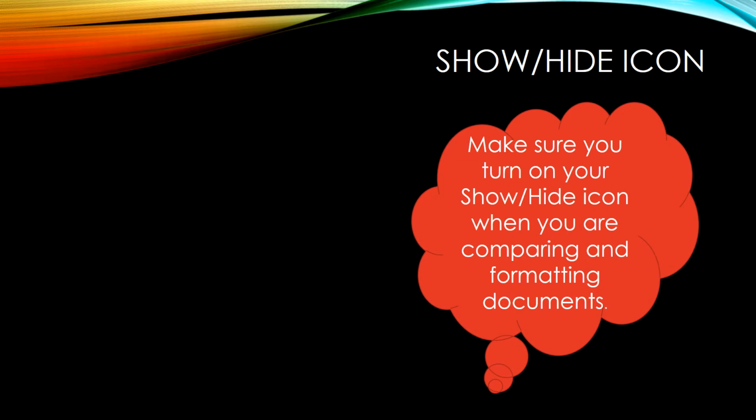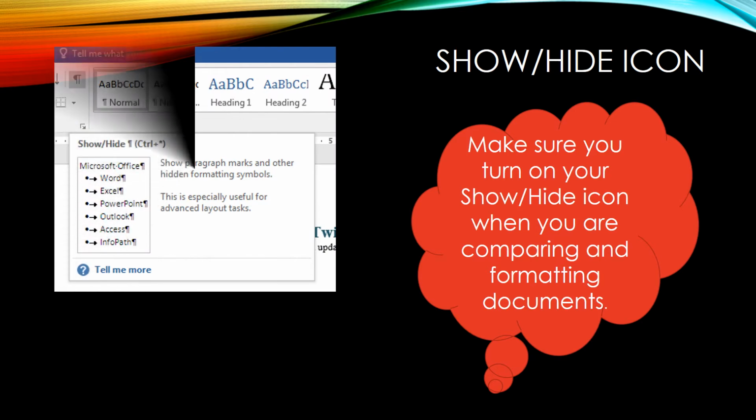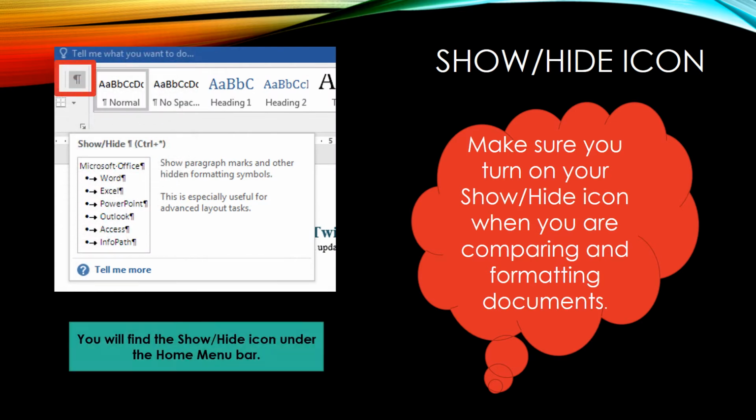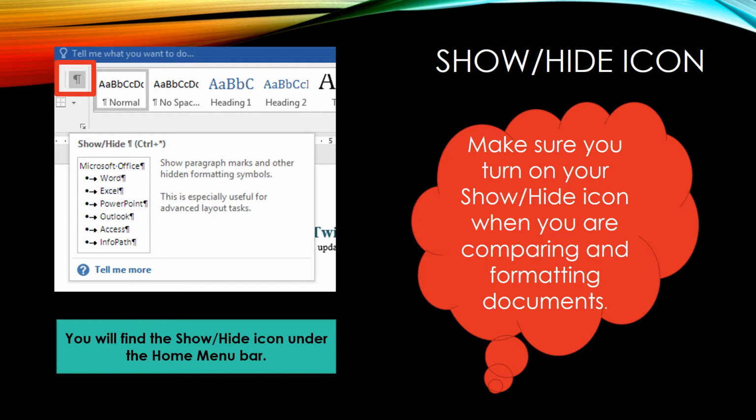Show Hide icon. Make sure you turn on your Show Hide icon when you are comparing and formatting documents. The show hide icon keeps hidden the formatting symbols such as the paragraph marks and the spacing between text. When you are trying to format layouts, you will need to see the formatting marks. So you need to make sure that show hide, or what we call that little backwards P, is turned on so that the paragraph markers and the spacing between all of the words is displayed.